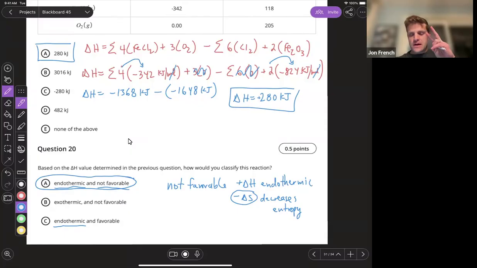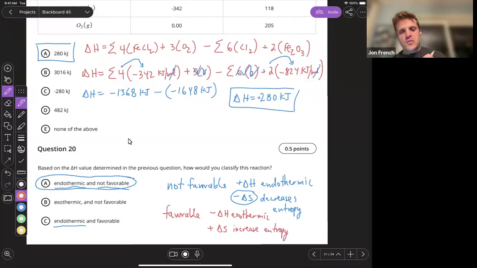We need to put both together and calculate our Gibbs free energy to say, is this spontaneous or not? On the flip side, favorable would be exothermic, right? That's releasing heat, that's warming the universe. And then also a positive delta S, which would increase our entropy. So we can only say favorable or not if we have one of them. If we put both of them together, then we can say this is spontaneous or not.